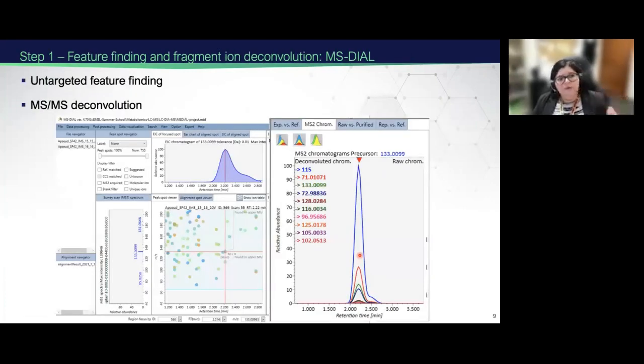In the first step, we do the deconvolution. As I mentioned, this is untargeted feature detection. It's independent of the identity of the molecule. It's just MS-DIAL detecting the precursors and deconvolving the fragments that have the same mobility and retention time profile as the precursor.